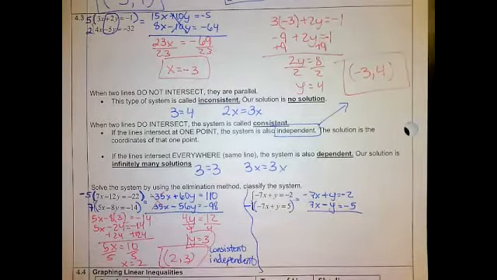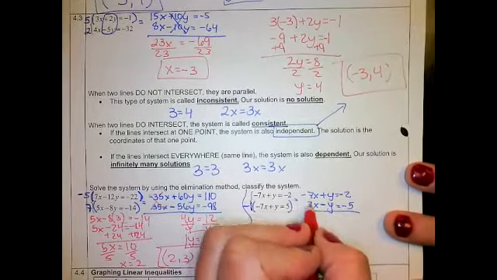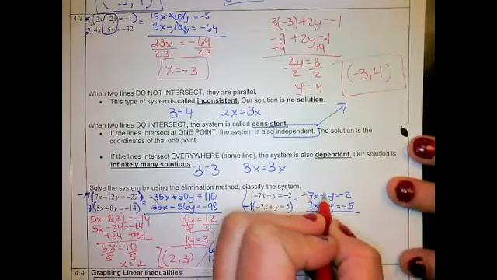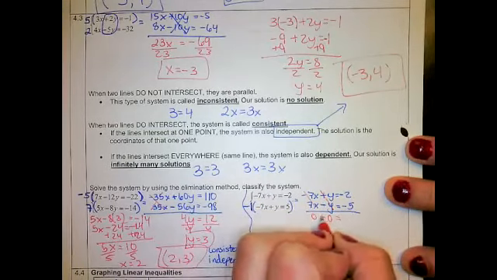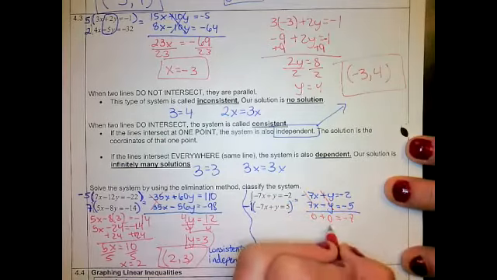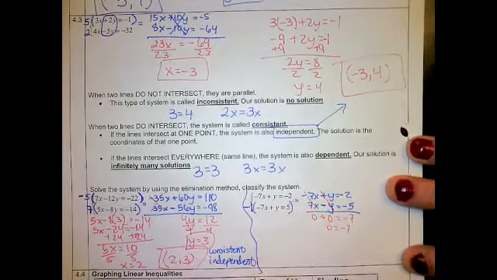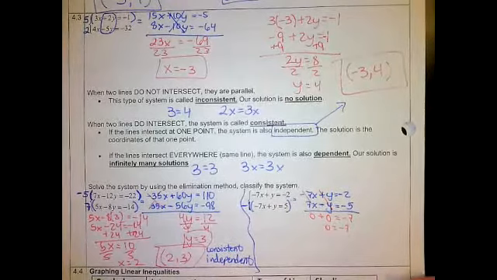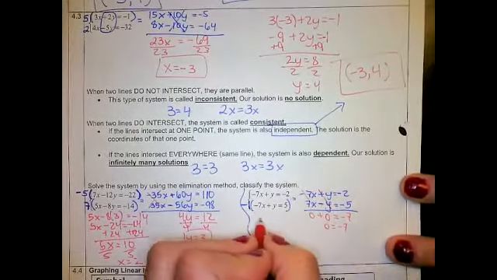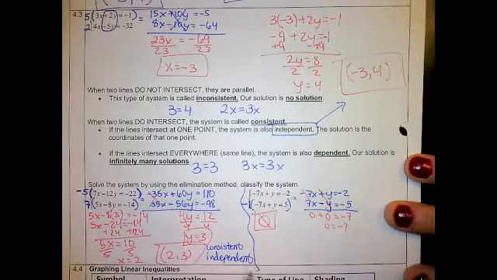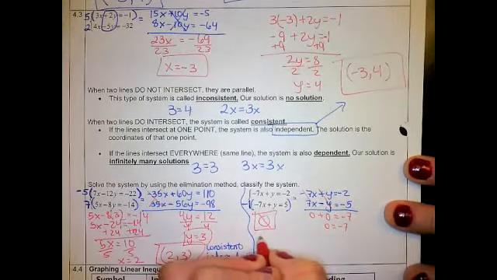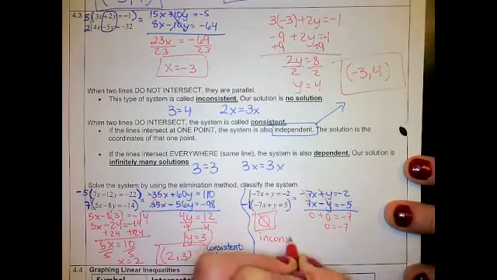So now I'm going to go on ahead and add these. Negative 7 plus 7 is 0. Positive y minus y is 0. And that equals negative 7. So here I have 0 equals negative 7. So that means that there is no solution. Okay, so that's our answer. And it means that these things are inconsistent.